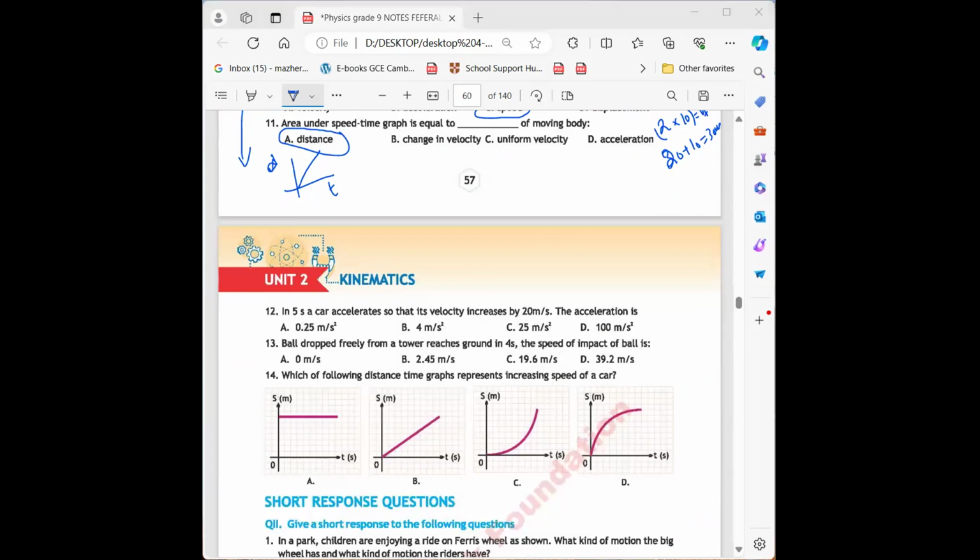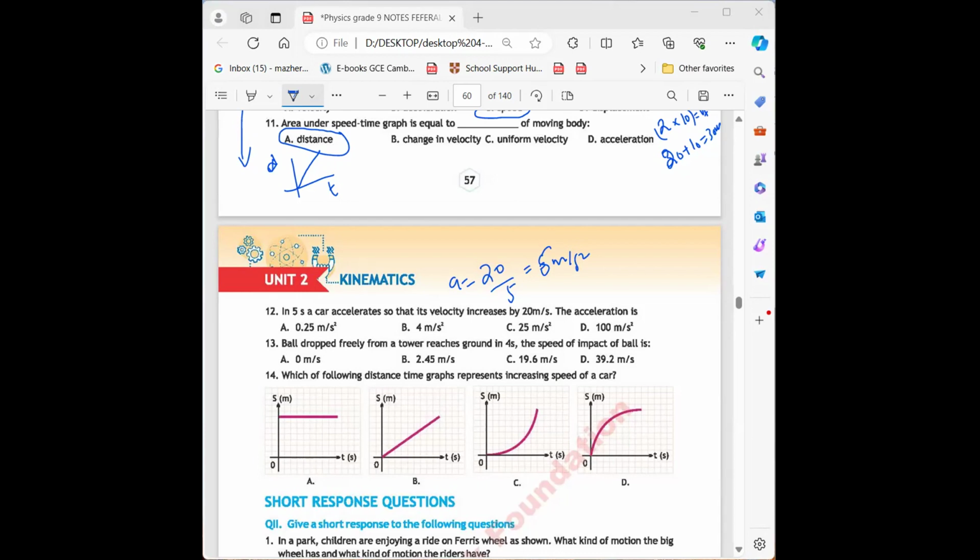Next is time is 5 seconds. Acceleration has to be calculated and the velocity is 20 meters per second. So 20 divided by 5, because acceleration is equal to velocity over time, and velocity is 20 and time is 5. So this would give a value of 5 meters per second squared. If they had given further values of velocity, initial and final, we could have used them too, but they have not given them, so we will simply go with this.